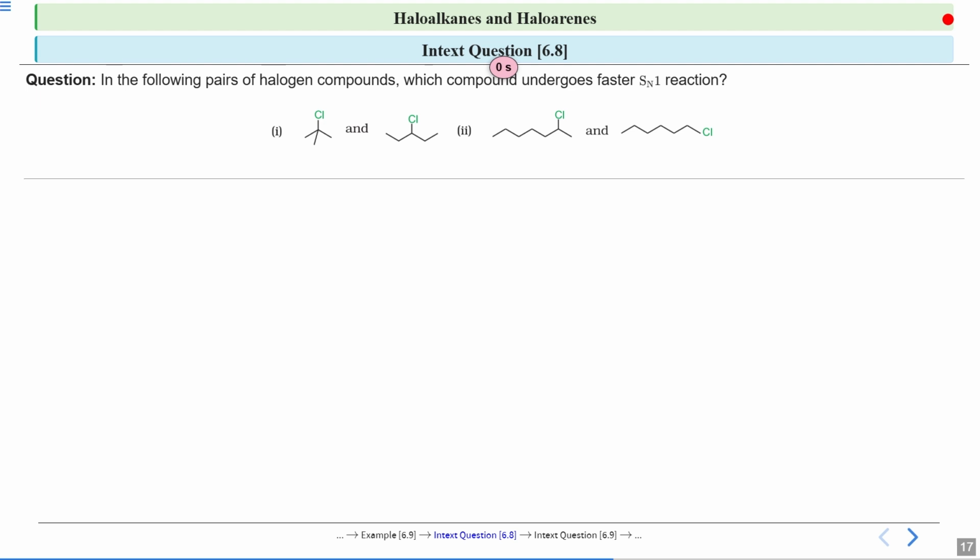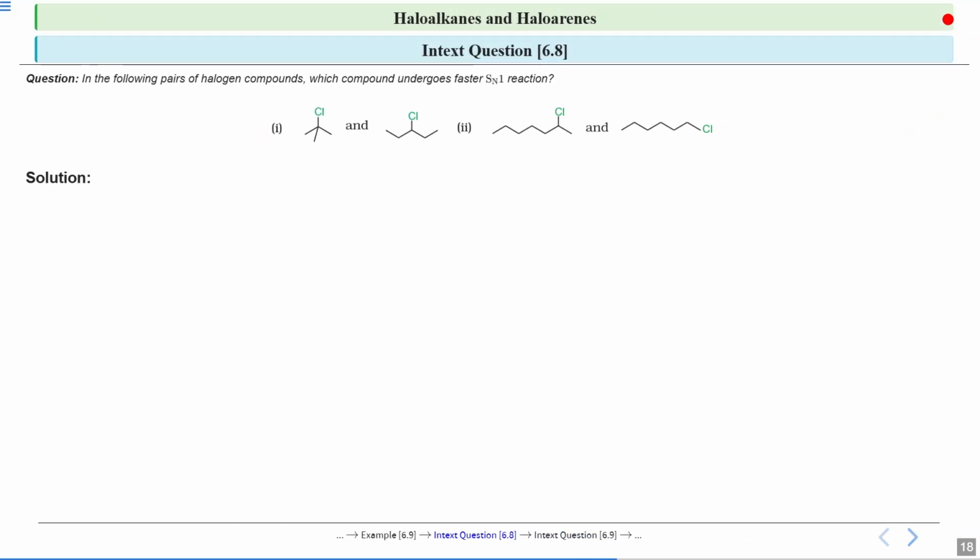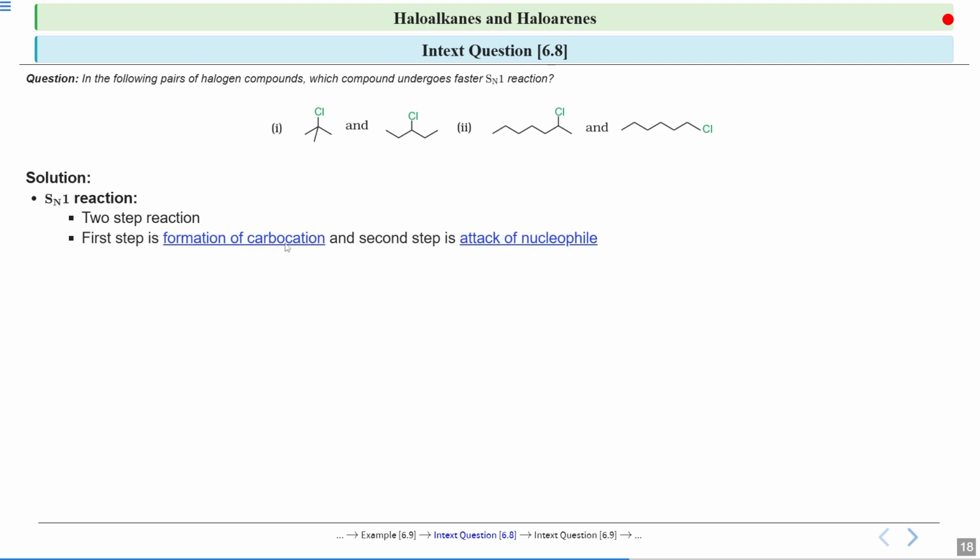Okay, let's see. So for this question, first of all, let's understand the SN1 reaction. We know that SN1 reaction is a substitution nucleophilic unimolecular reaction. It occurs in 2 steps. The first one is the slowest step, on which the rate is determined. That is, rate is determined by the concentration of alkyl halide, and the first step involves the formation of carbocation. First step is the formation of carbocation, and the second step is attack of nucleophile on the carbocation, on the stable carbocation, you can say.